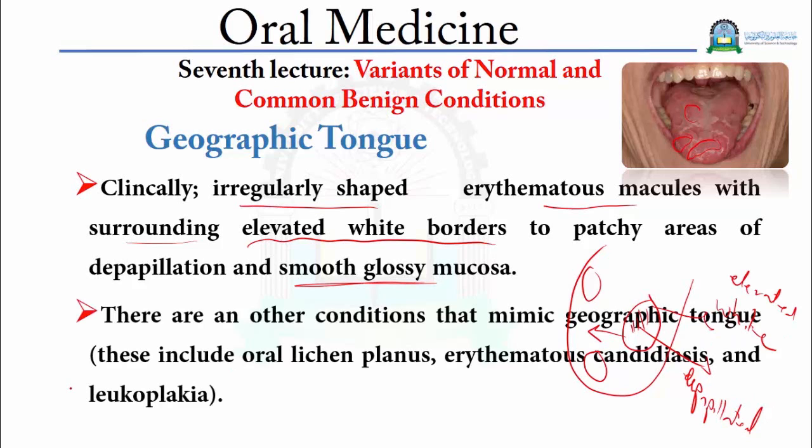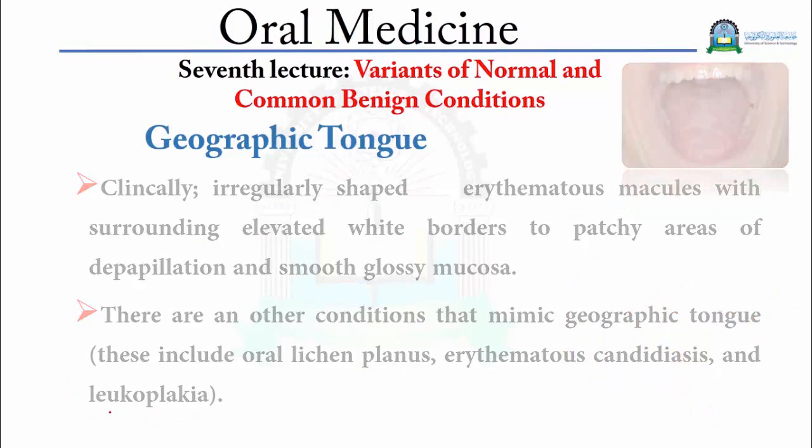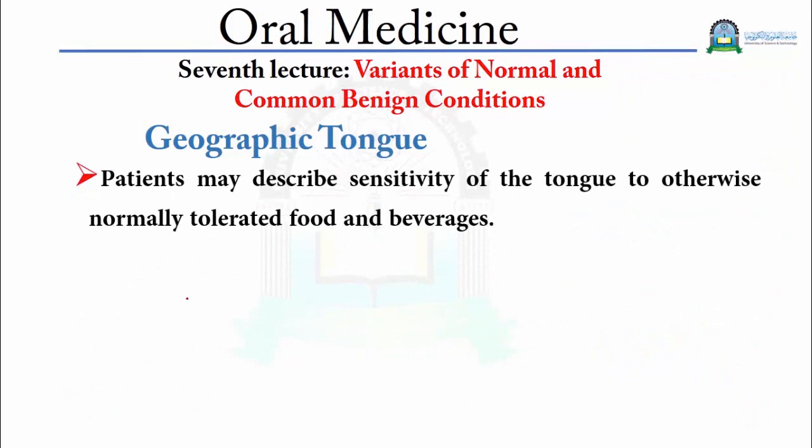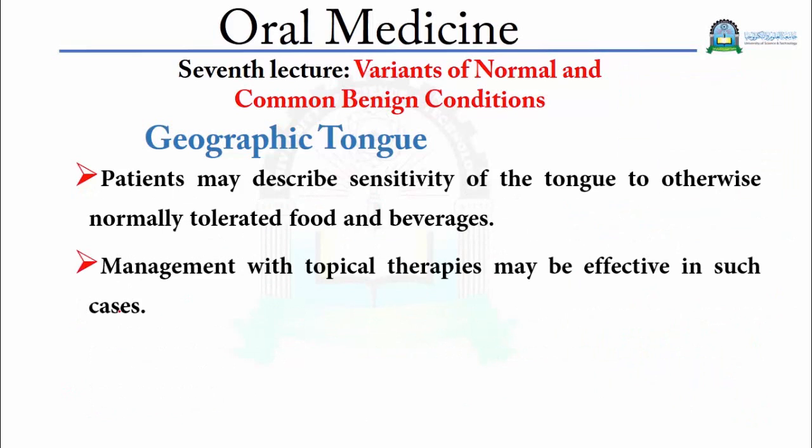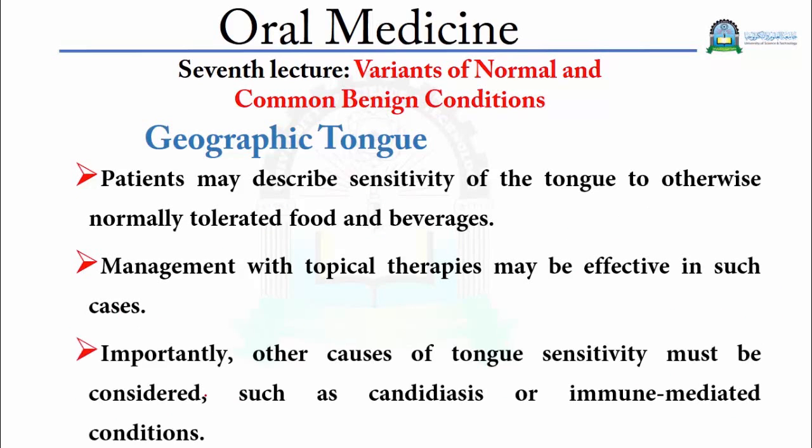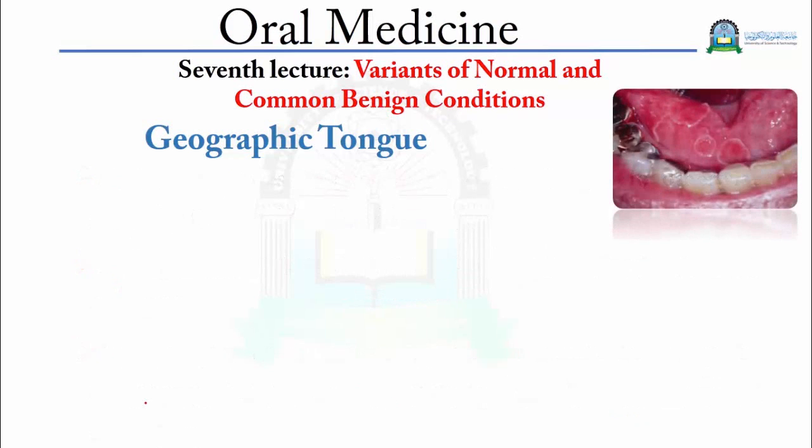These areas transmitted or migrated from one side to another over time. There are other conditions that mimic geographic tongue, including oral lichen planus, which should be differentiated from it, and also erythematous candidiasis as well as leukoplakia. Patients may describe sensitivity of the tongue to otherwise normally tolerated food and beverage. Management with topical therapies may be effective in such cases. So the most common dental management is topical therapies. We'll talk about it. Importantly, other causes of tongue sensitivity must be considered, such as candidiasis and immune-related conditions.